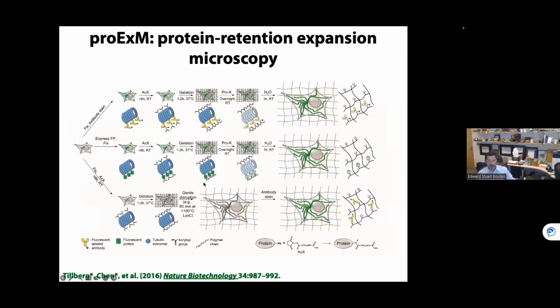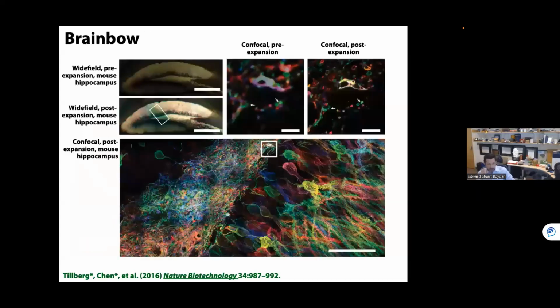You can do it with antibodies that bear fluorophores. You can also do it with fluorescent proteins, some of which will survive the expansion process. You can also decorate those fluorescent proteins with antibodies bearing fluorophores if you want to boost the brightness. So for example, here's an example where we express fluorescent proteins in cells in the living mouse, in this case in the brain. We then decorate those fluorescent proteins with antibodies.